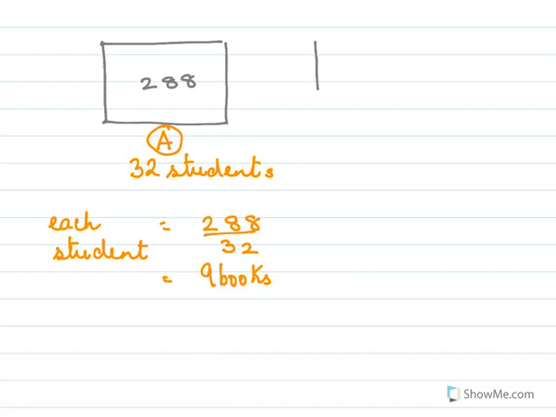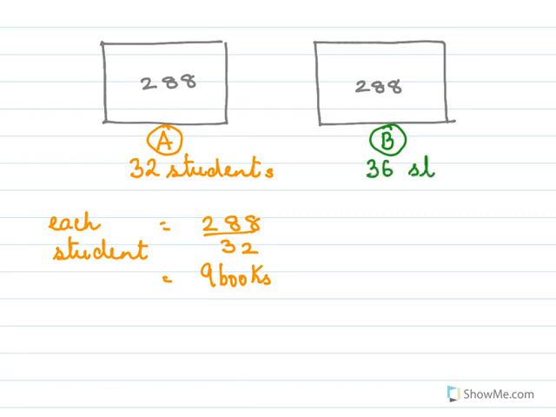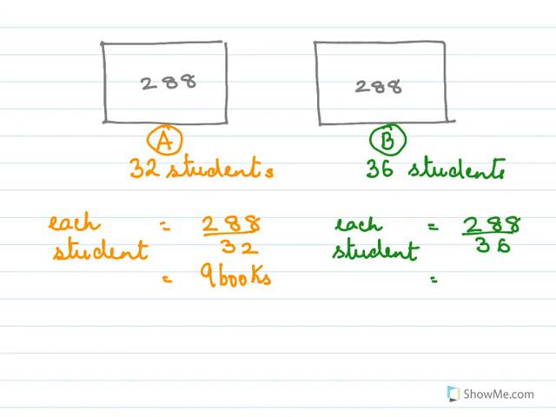Now if the same library, there are 288 books we have bought, and now this is to be distributed in section B, the same books. There are 36 students. So each student will get 288 over 36, and that would be 8 books each.